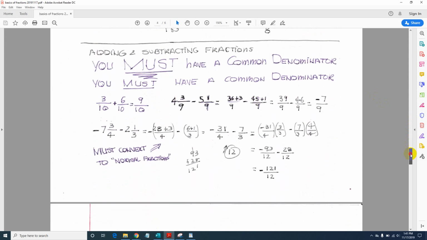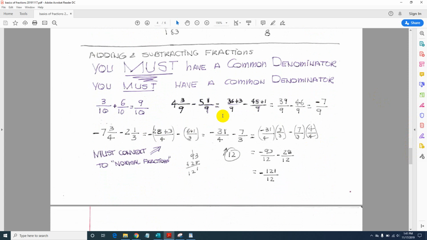Now, adding and subtracting fractions. This is more of a pain. You must have a common denominator, okay? Must have a common denominator. So if you're lucky enough to have a problem with a common denominator like this one, 3/10 plus 6/10 is 9/10, you just add the numerators and you keep the denominator the same, obviously, right? Because you're adding 3/10 and 6/10, so you have 9/10.